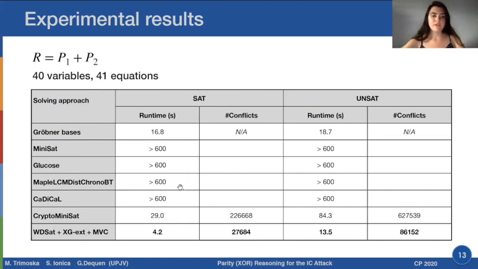So as you can see in these results, the solvers that are not adapted for XOR reasoning didn't manage to solve these instances in the given time frame. However, CryptoMiniSat with Gaussian elimination enabled did manage to solve it, as well as our solver with Gaussian elimination. However, our solver turned out to be more efficient for this particular problem.